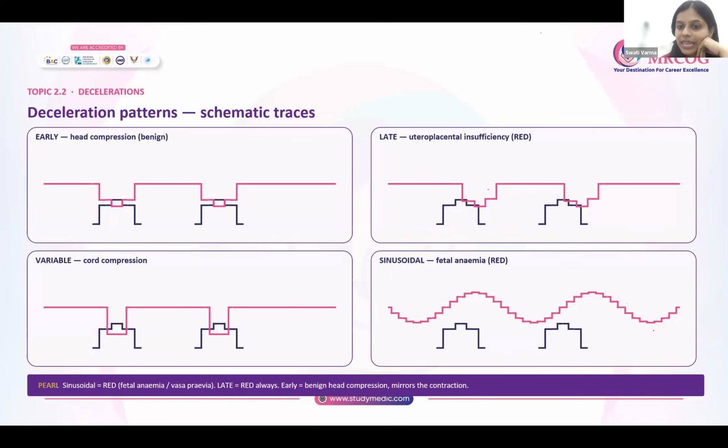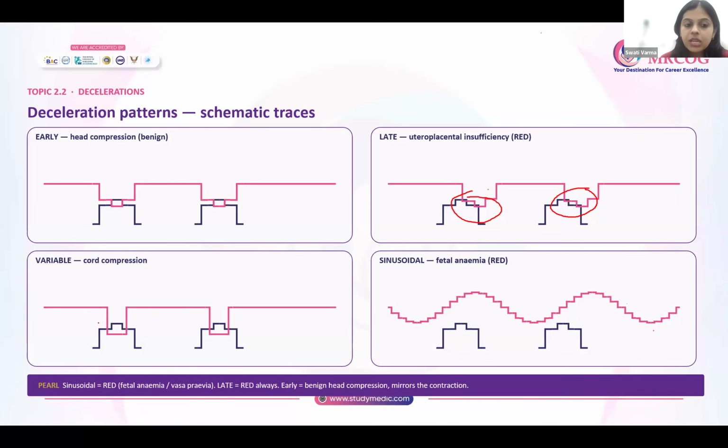What is happening in late? Late is often bad, as we saw that it is associated with uteroplacental insufficiency. Here, the nadir of the deceleration is after the peak of the contraction. Means the peak of contraction is here and the nadir of the deceleration is here. So you can see that always it is after it. Wherever the peak of the contraction is there, the nadir of the deceleration is immediately after it.